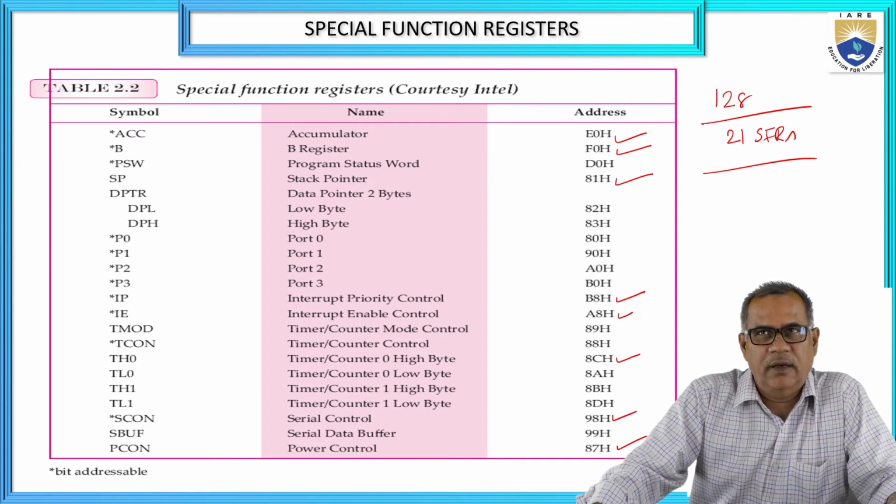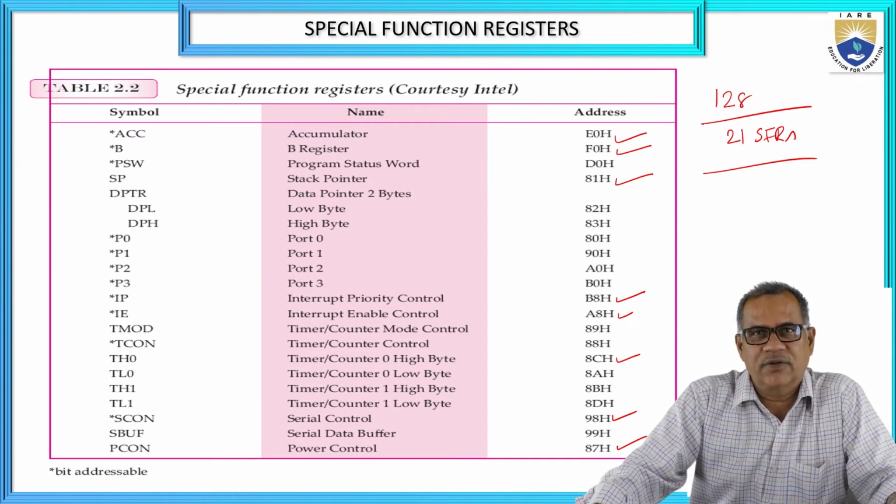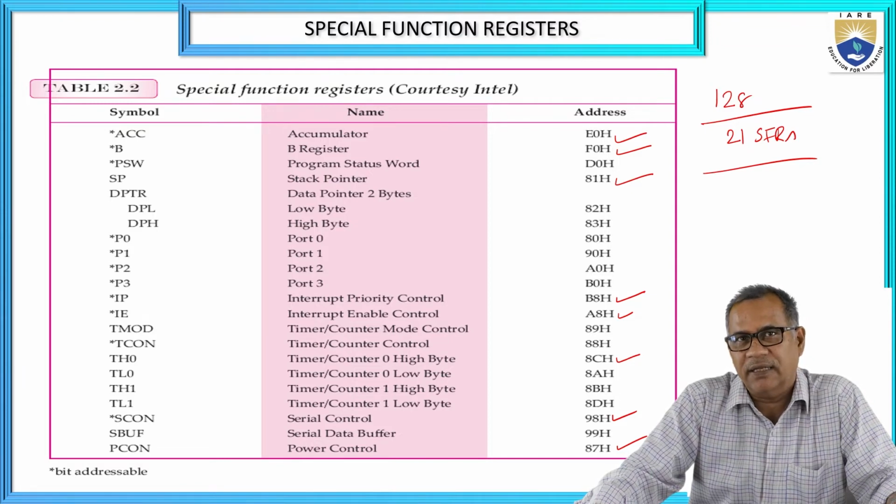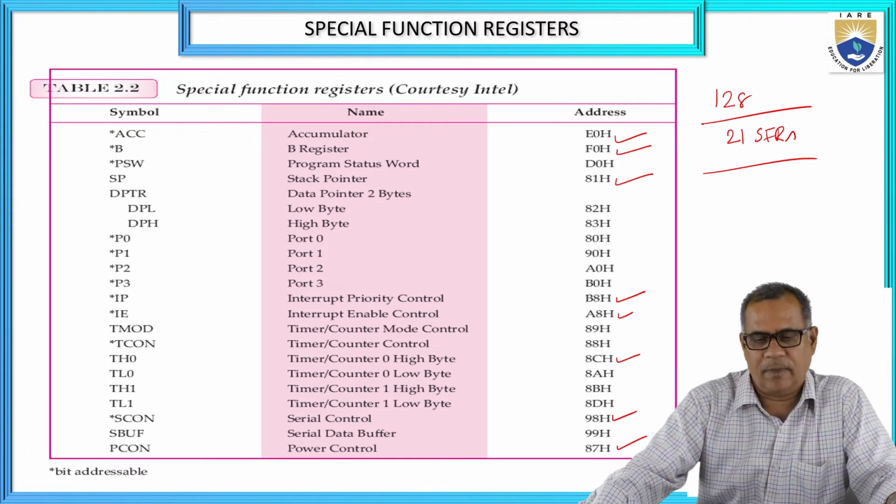So only 21 SFRs are used out of 128 bytes. That means only 21 bytes are used out of 128 bytes, and unallocated SFRs should not be addressed or used, because it is going to result in unpredictable errors.